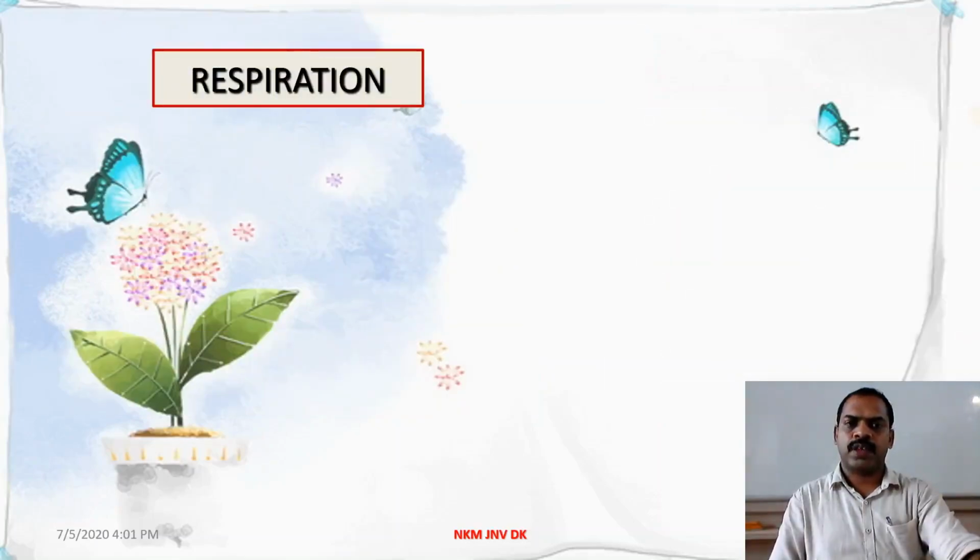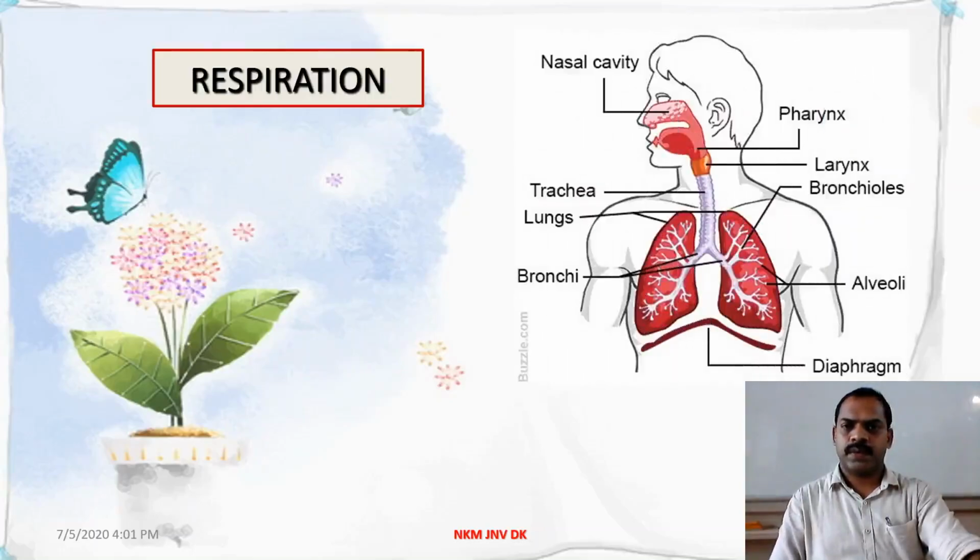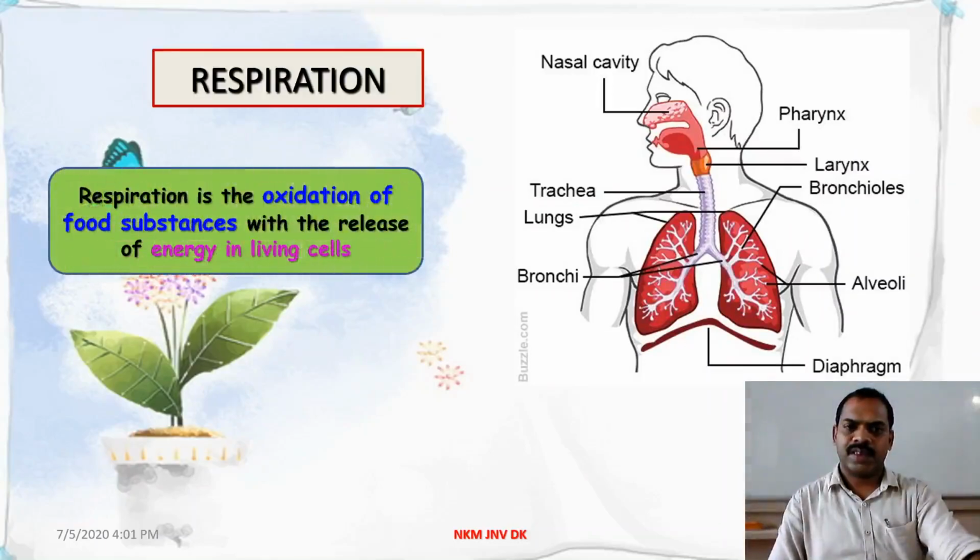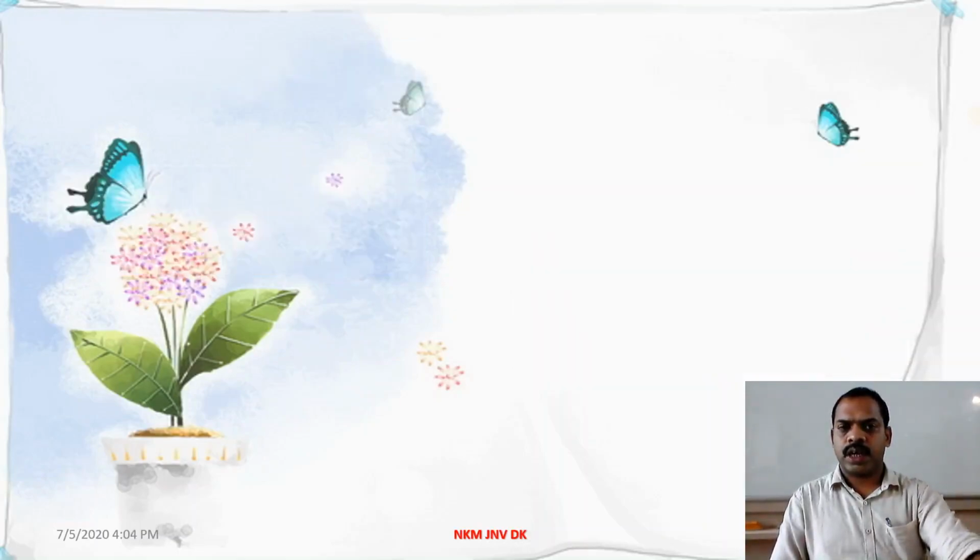The topic is respiration. The human respiratory system we can see over here. So, the definition of respiration: it is an oxidation of food substances with the release of energy. The food is oxidized and the energy is released. Let us see how it works.